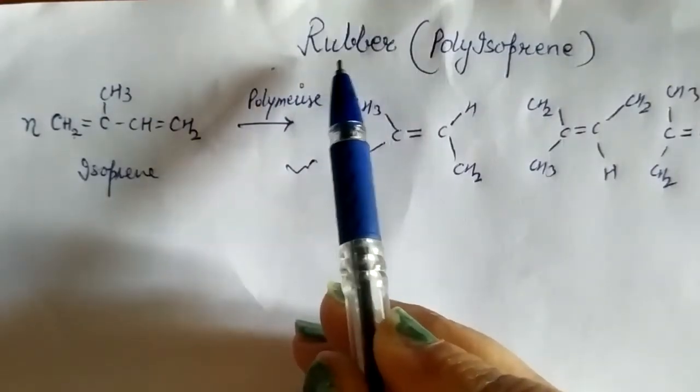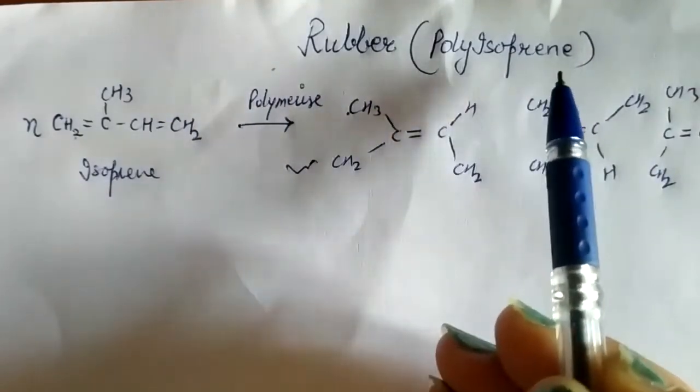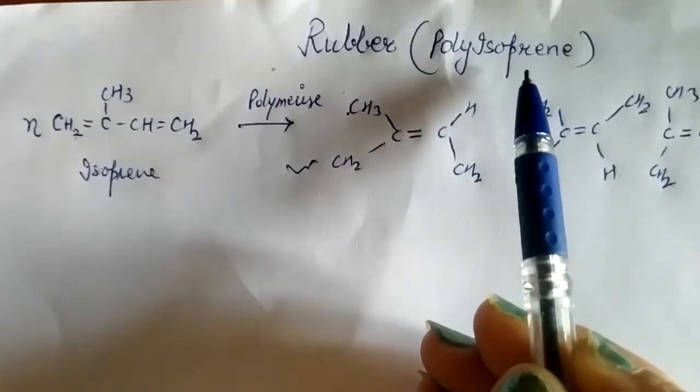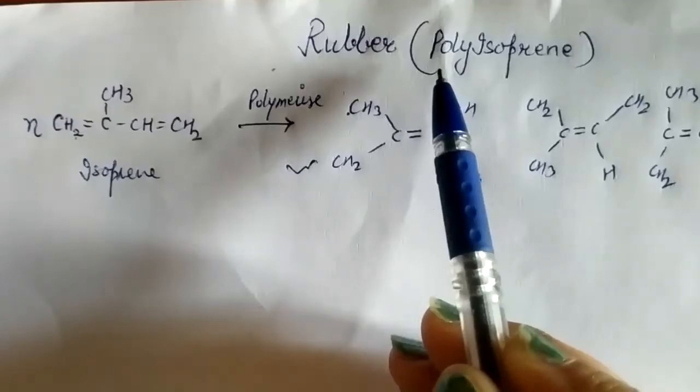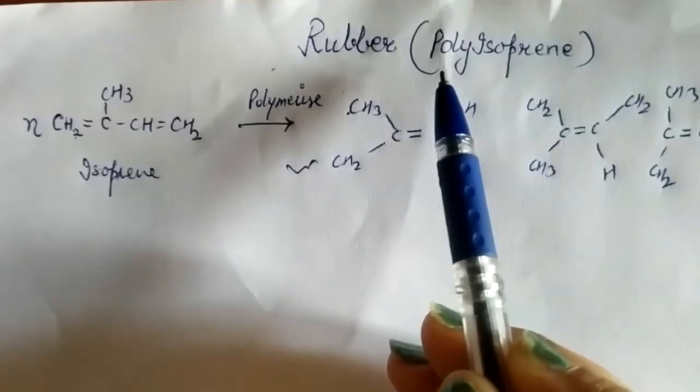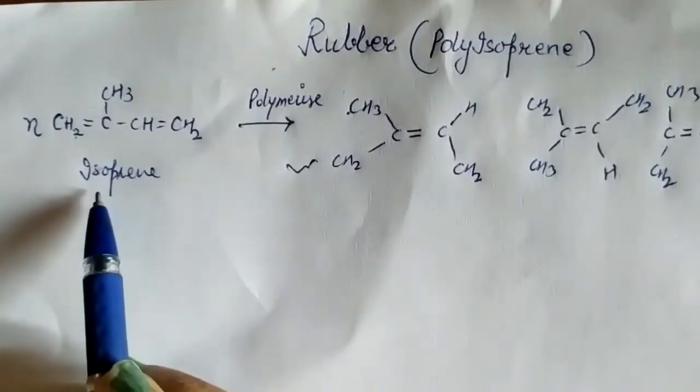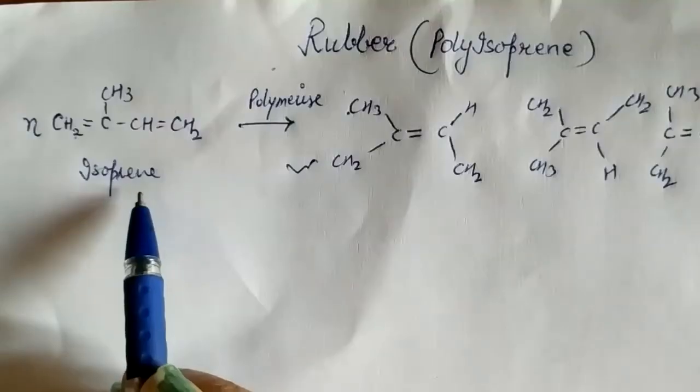Rubber, chemically, is called polyisoprene. Rubber is obtained from the rubber tree in the form of a colloidal suspension of rubber in water, and that is called latex. Chemically it is a polymer of isoprene units.